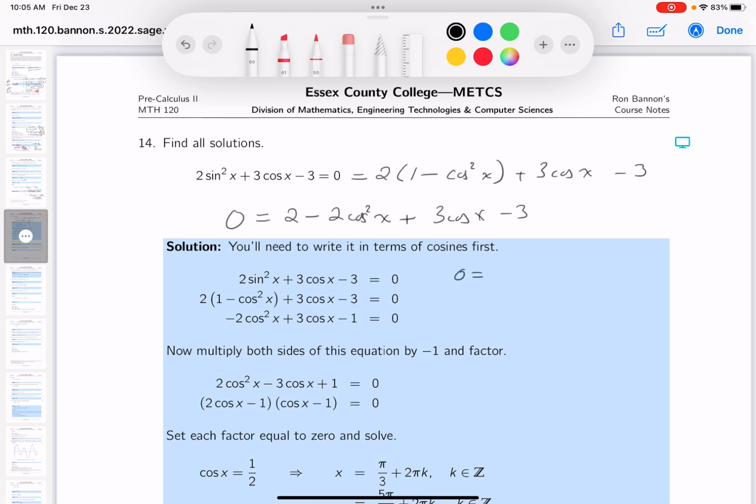So it's going to be 0 equals minus 2 cosine squared x plus 3 cosine x. And then you're going to get a minus 1. I'm going to multiply both sides by minus 1. You get 2 cosine squared x minus 3 cosine x plus 1. Make some attempt to factor it. 2 cosine x, 1 and 1. Let's take a look at that.